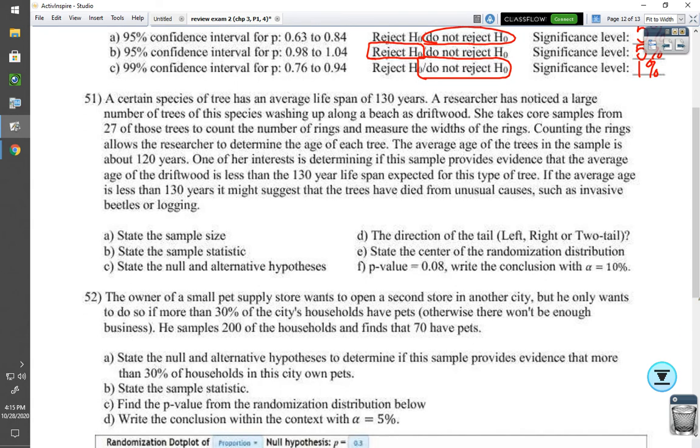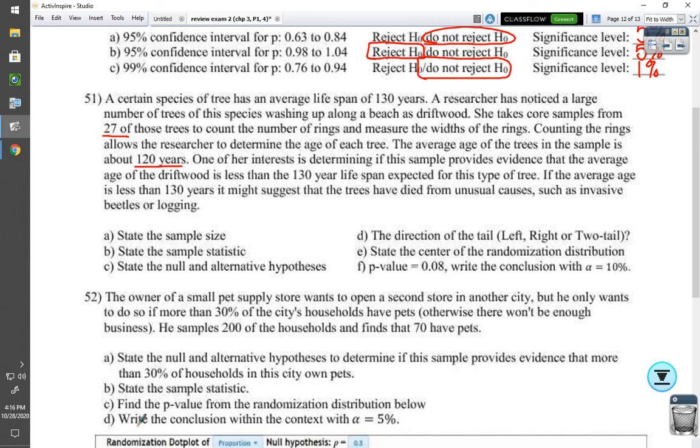Number 51. A certain species of trees has an average lifespan of 130. A researcher has noticed a large number of trees of this species washing up along the beach. She takes a core sample of 27. There's the sample. Of those trees, she counts the number of rings to measure the rings. Counting the rings also allows the researcher to determine the age of the tree. The average age of the tree samples is about 120 years. Okay, well, that's important right there.